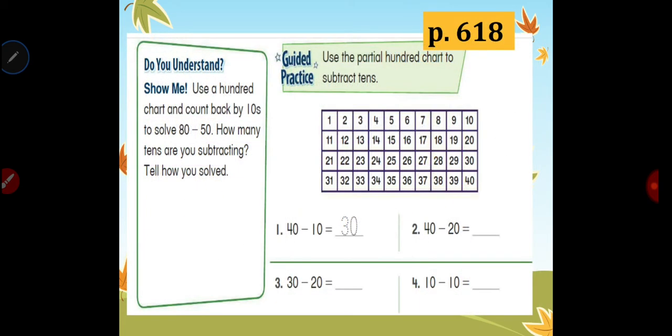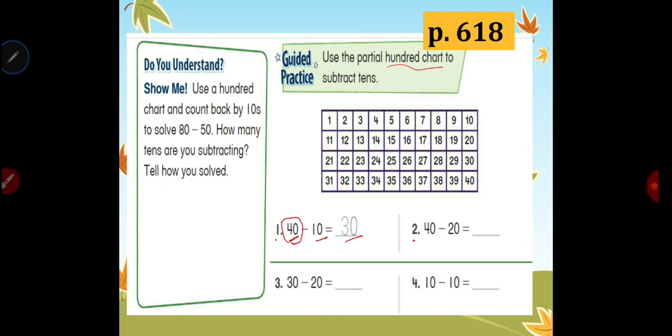Down 618, you can see 4 questions. We are going to answer number 1 and number 2 together. The number 3 and the number 4, I would like you to answer it alone for your own mastery. The direction here, use the partial hundred chart to subtract tens. So, let's focus on number 1. There, you can see 40 minus 10 is equals 30.